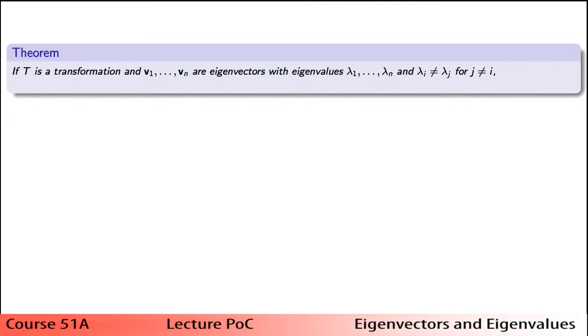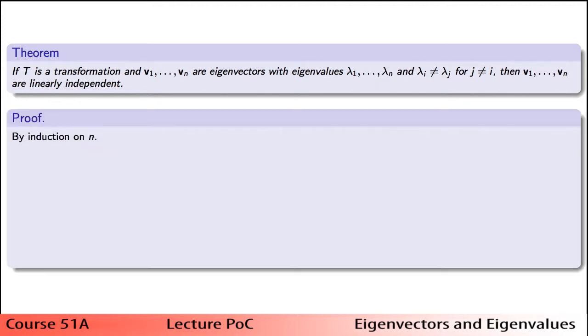If T is a transformation and V1 through Vn are eigenvectors with eigenvalues lambda 1 through lambda n, and those lambdas are different, so lambda i is different from lambda j for j not equal to i, then the eigenvectors are linearly independent. Okay, let's take a look at the proof.